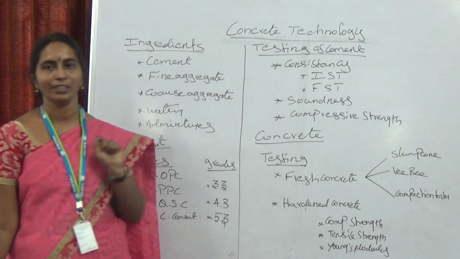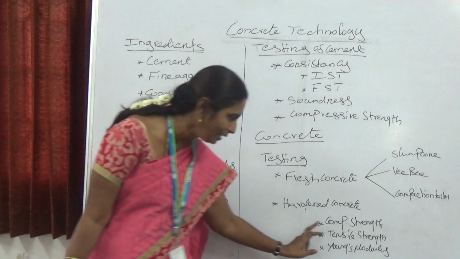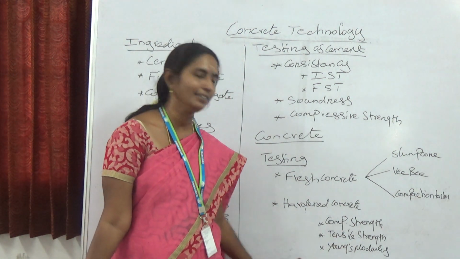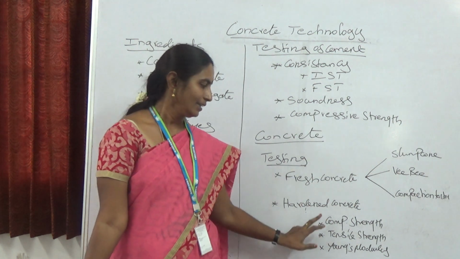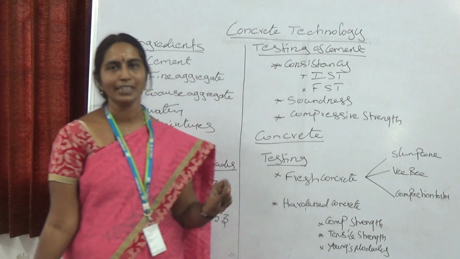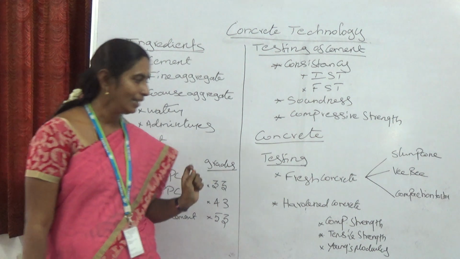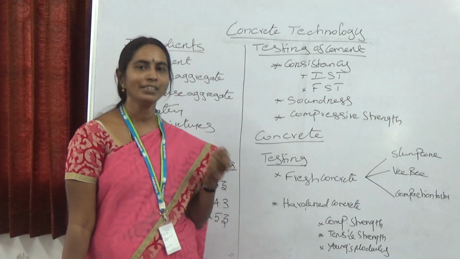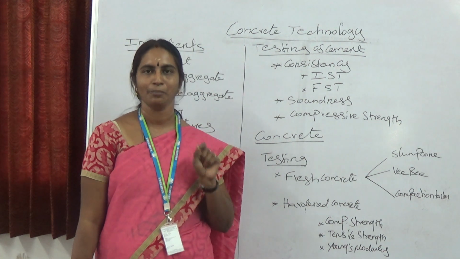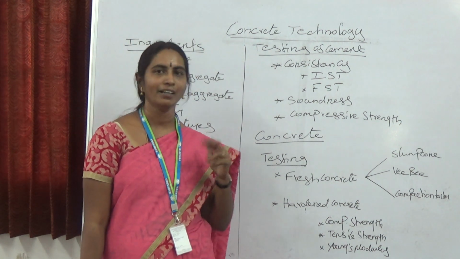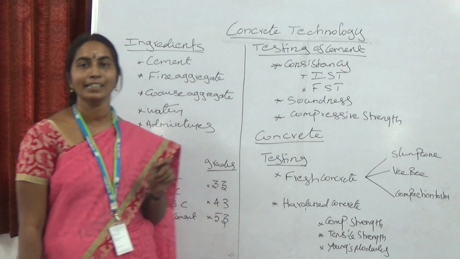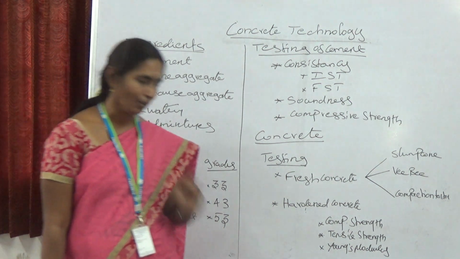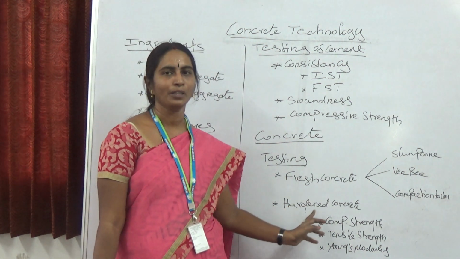Next, moving to the hardened concrete properties, that is the compressive strength, tensile strength and Young's modulus of the concrete. The compressive strength value gives the grade of the concrete. The grades we already explained: M5, M10, M20, M50. That M indicates the mix proportion or mix design. The number 5 or 10 or 20 or 25 indicates the compressive strength of the concrete. So 5 means 5 Newton per mm square.